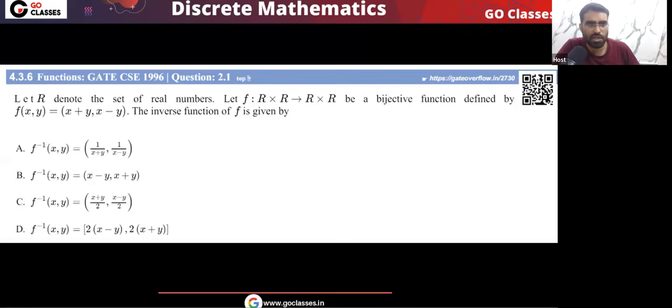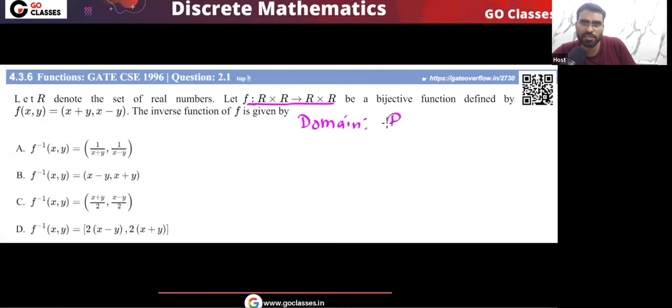Very simple. Now let's solve this GATE exam question quickly with this method. This is a GATE 1996 question. Let R denote the set of real numbers. You have a function from R cross R to R cross R. First, you understand this function. What is the domain of this function?